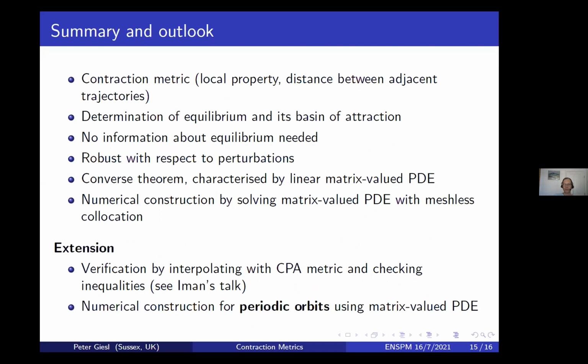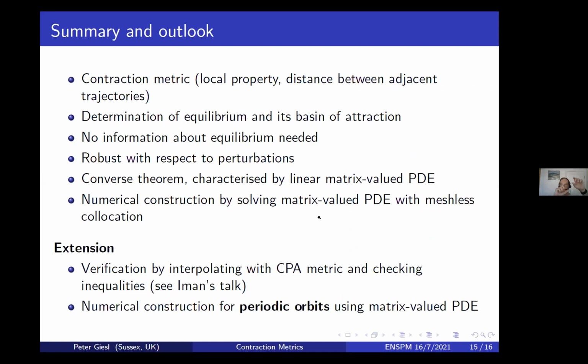It serves to determine an equilibrium point, and it's based on attraction. You don't need any information about the equilibrium. And the other advantage is it's robust with respect to perturbations, which we will see later. I've shown you a converse theorem, which characterizes a contraction metric by a linear matrix-valued PDE. And I introduced a numerical construction method by solving this with meshless collocation.